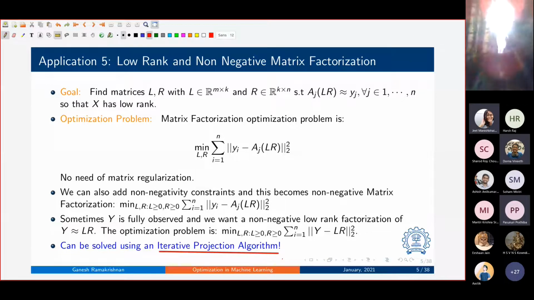Sometimes you could also have that y which you are trying to interpolate in terms of A and LR. That could be fully absorbed, right? So in that case, you could just have this y as an entire matrix, y minus LR. Are there any questions? Otherwise, we'll continue to the next topic. I don't want to get into algorithms too much. I just want to give you a flavor of the approach.